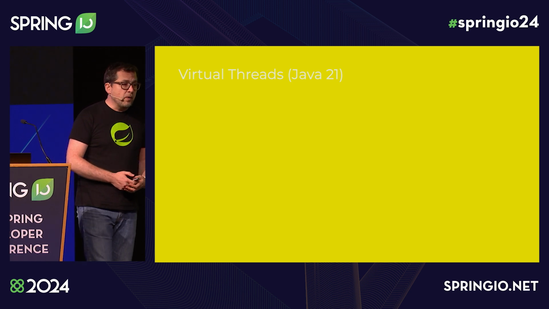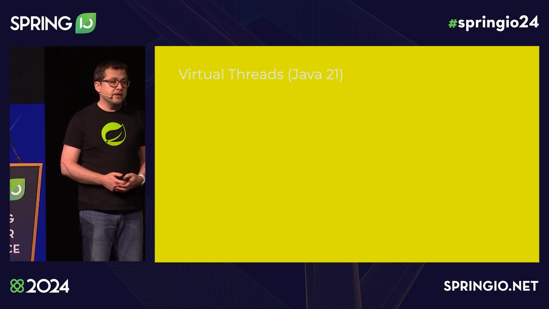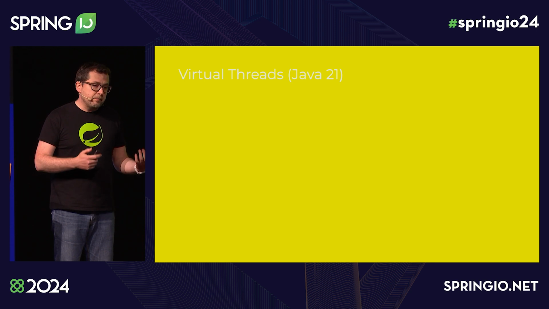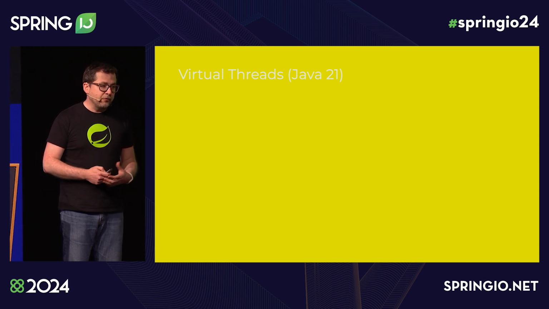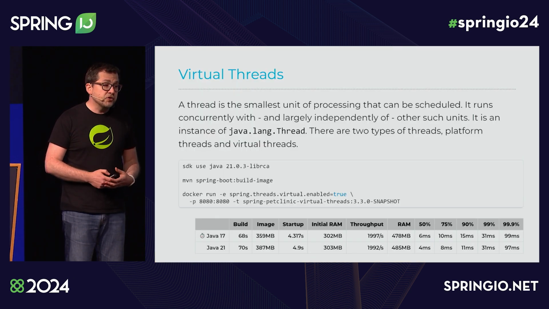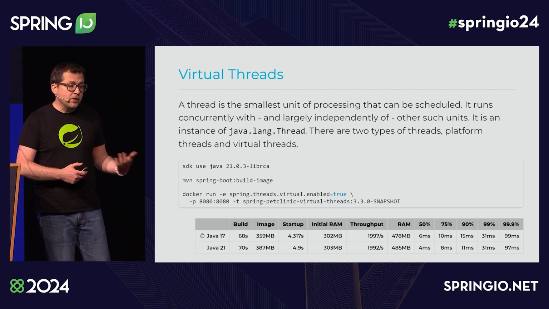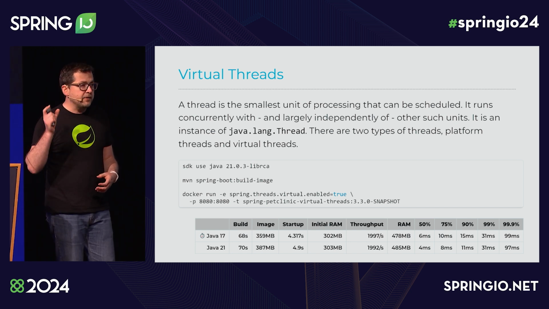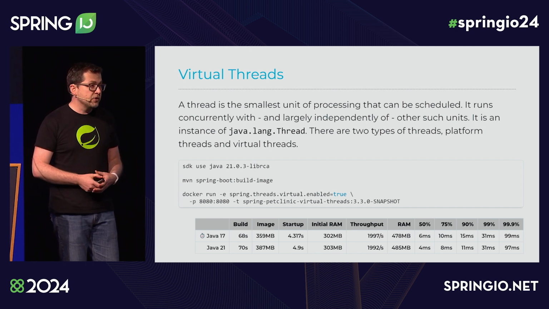Obviously, there is still one topic missing, and that's virtual threads. Virtual threads are almost a no-brainer for our Spring Boot applications, and you should definitely add them. So if you run on Java 21, you need to specify a particular property where you say spring.threads.virtual.enabled=true, so the virtual threads get enabled.